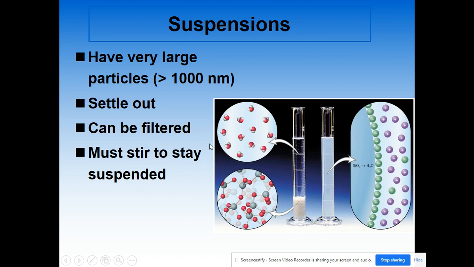So before you drink the orange juice, you typically shake it to get it mixed well so it doesn't taste kind of watery. That pulp in it can be filtered out, so you can get rid of it if you really wanted to. And like I said, you have to shake it or maybe stir it to help it stay suspended.